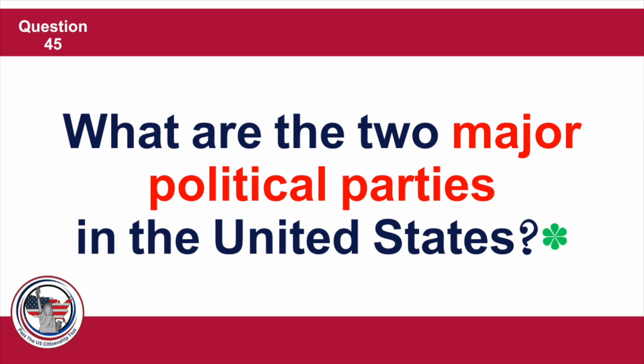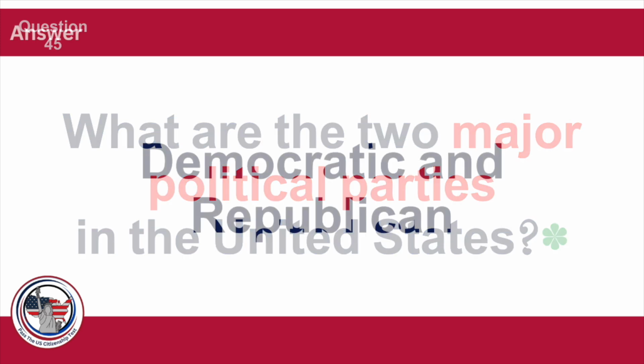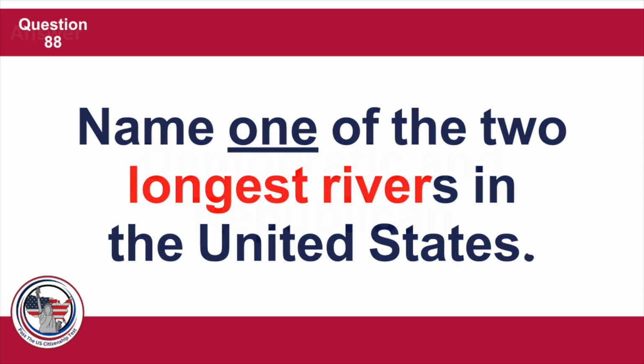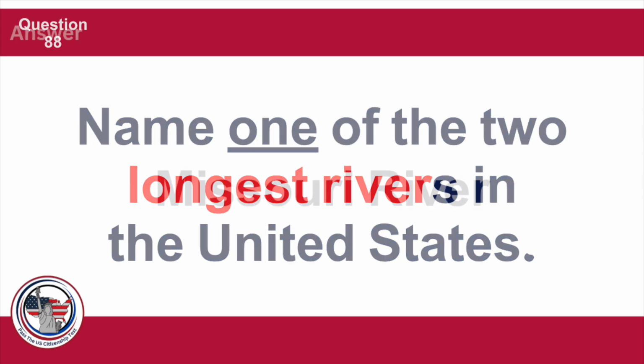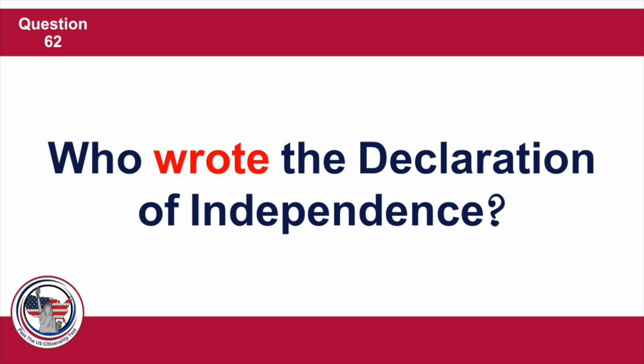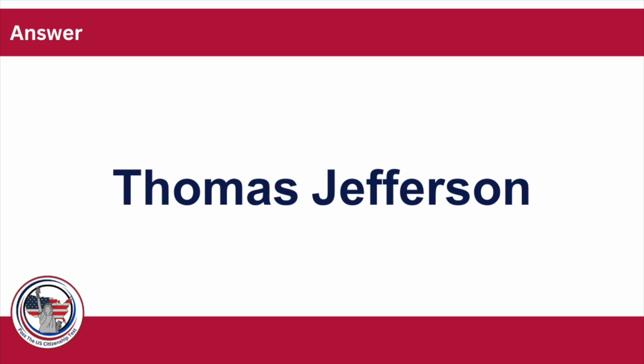What are the two major political parties in the United States? Democratic and Republican. Name one of the two longest rivers in the United States. Missouri River. Who wrote the Declaration of Independence? Thomas Jefferson.